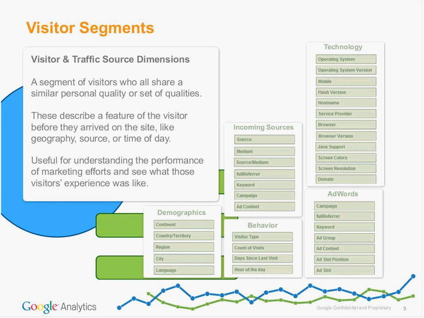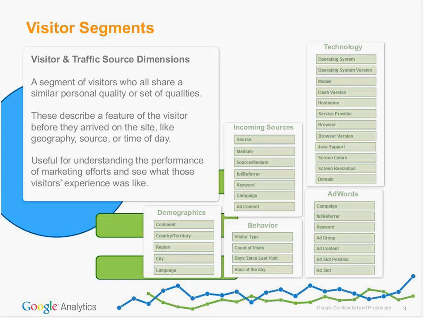The visitor qualities that you can investigate are what region or country or city they're from, what language their browser is set to, what source sent them to your website, whether or not they've been there before, if this is their first time, and what hour of the day they arrived. Again, these are qualities before they arrive or as they arrive on your site, before they've actually started their site visit.